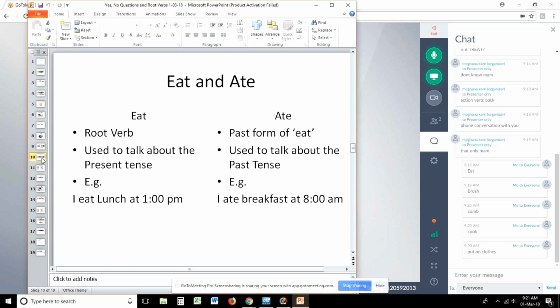So for example, I eat lunch at 1 p.m. or I wake up at 6 a.m. or I eat my dinner at around 8:30 p.m. So when you are talking about things that you do in present tense, you will use the root verbs. Okay, and now the past tense of eat is ate.